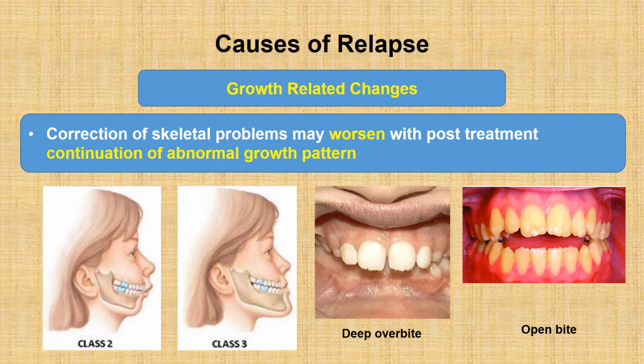Okay, now the other cause of relapse is growth related changes. Okay, now any correction of skeletal problems may worsen or relapse with post treatment continuation of abnormal growth pattern. So, in other words, if a class 2 is corrected and unfavorable growth pattern is still occurring, then the class 2 malocclusion will re-establish itself, and this applies for a deep overbite as well as an open bite as well.